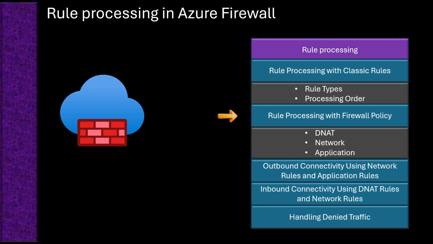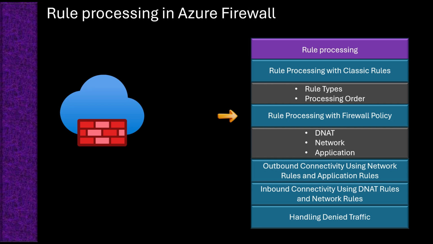Rule collections are processed based on rule collection group priority and rule collection priority. Priorities range from 100, which is highest priority, to 65,000, which is lowest priority. The highest priority rule collection groups are processed first. Within a rule collection group, the rule collection with the lowest priority number is processed first, which means the rule with the highest priority is processed first.